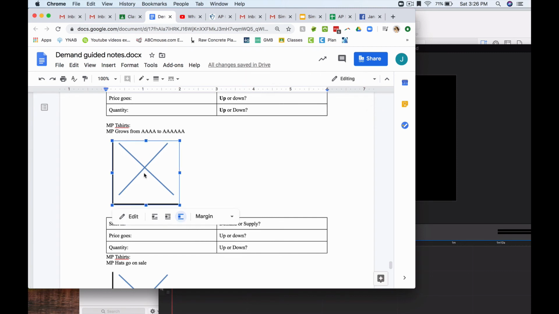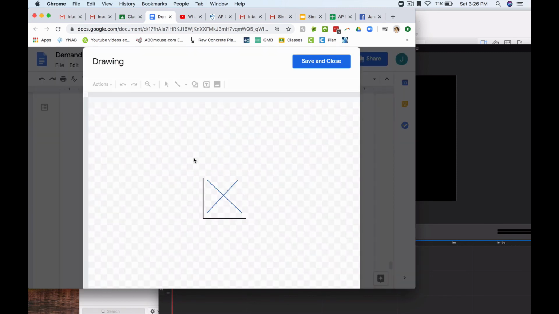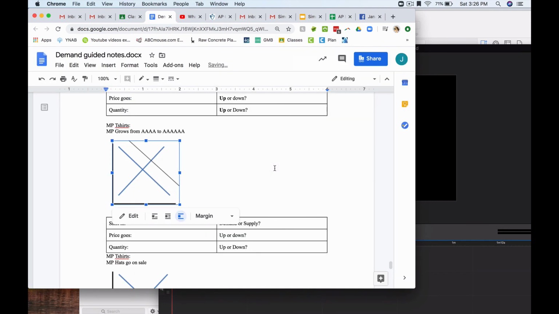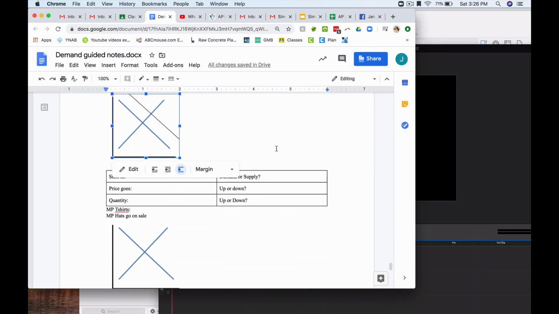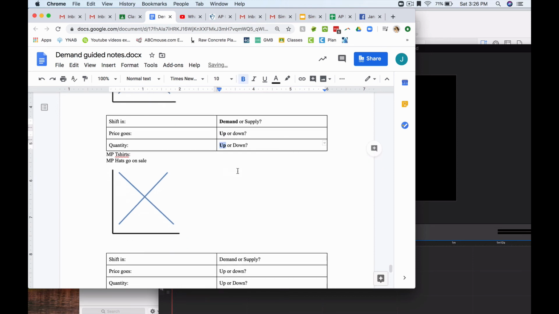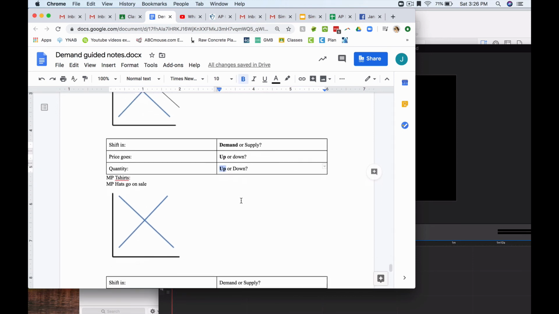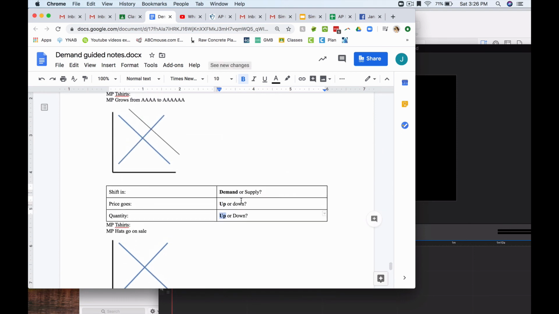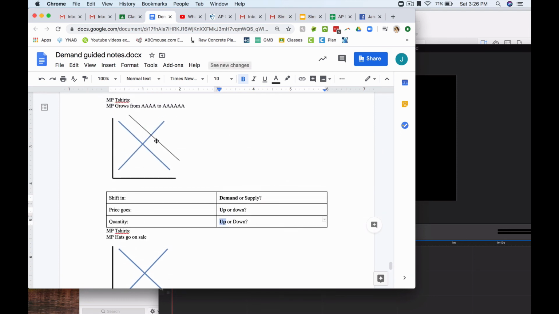MP grows from 4A to 6A school. That would mean our school gets a lot bigger, so we have more population. We didn't want to say the word population because that's so obvious. So you end up with a shift in demand here. Price goes up and quantity goes up. Now we'll have more people, which means there's going to be more demand for t-shirts, so we can sell more at a higher price. And notice that a shift of demand means you get a whole new equilibrium. You don't have to raise the price, but if you don't, you will sell out.